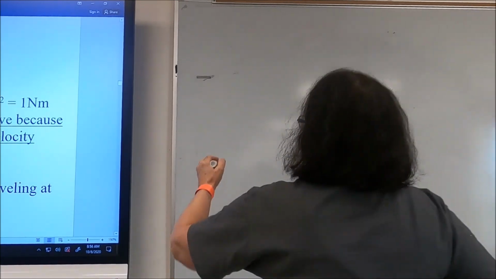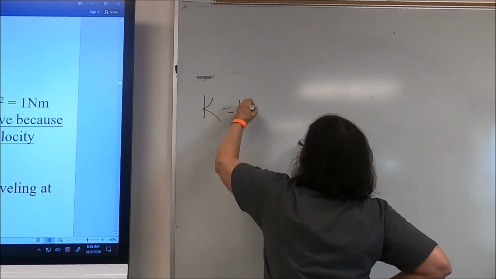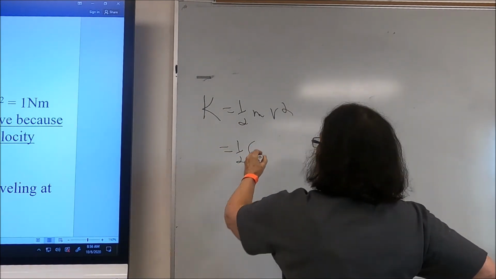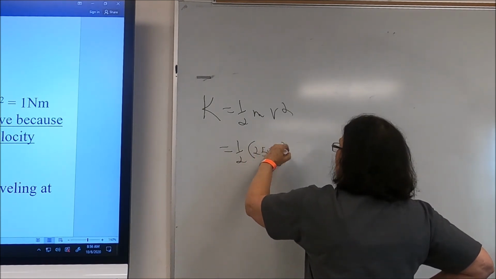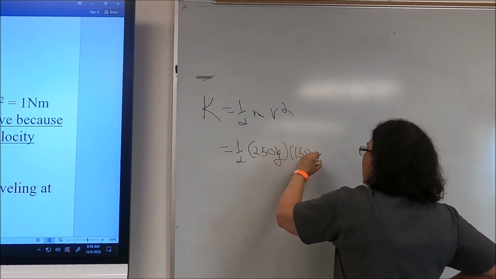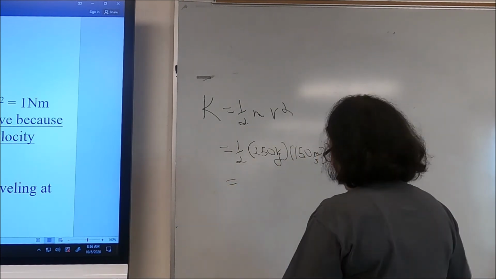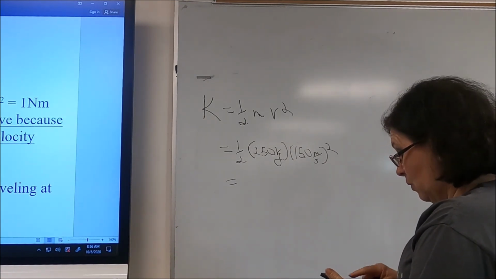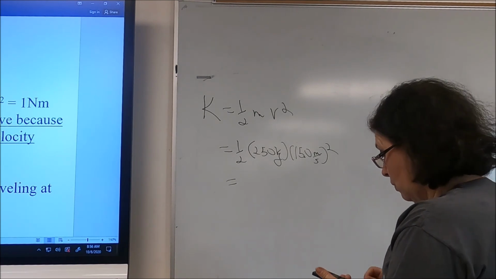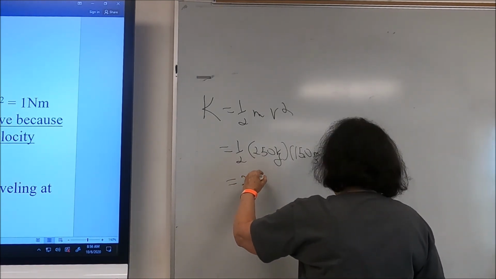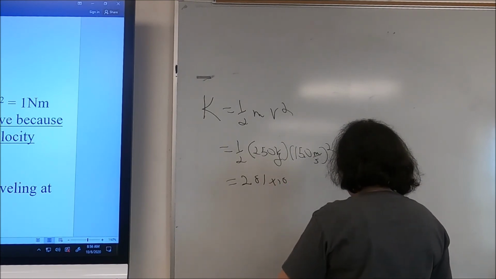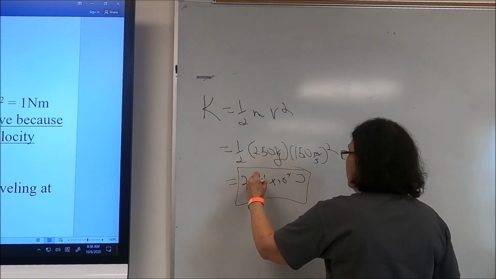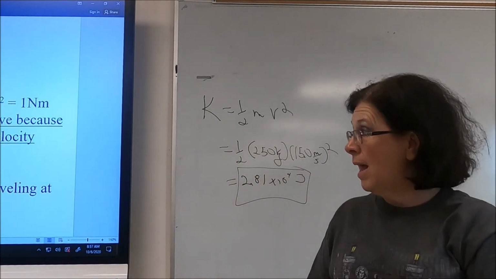Well, we know that kinetic energy equals 1/2 mv squared. So it's going to be 1/2 times the mass, which was 250 kilograms, and it's traveling at 15 meters per second. So 250 times 15 squared divided by 2 gives me 2.81 times 10 to the 4 joules of energy. Okay, that's not hard.